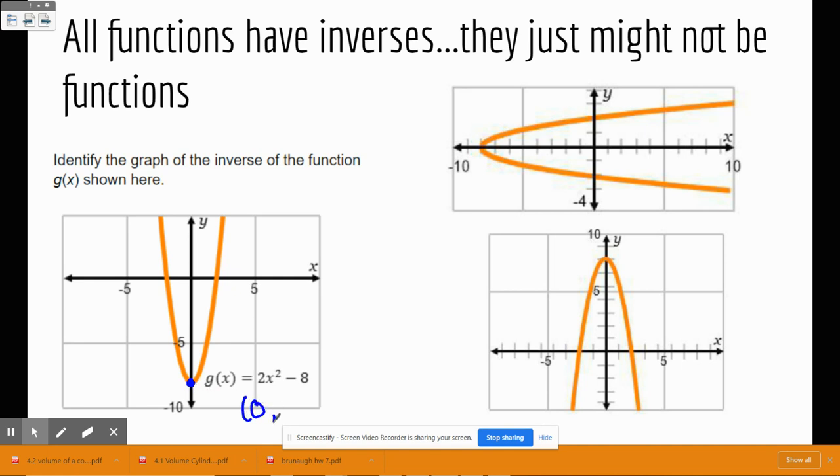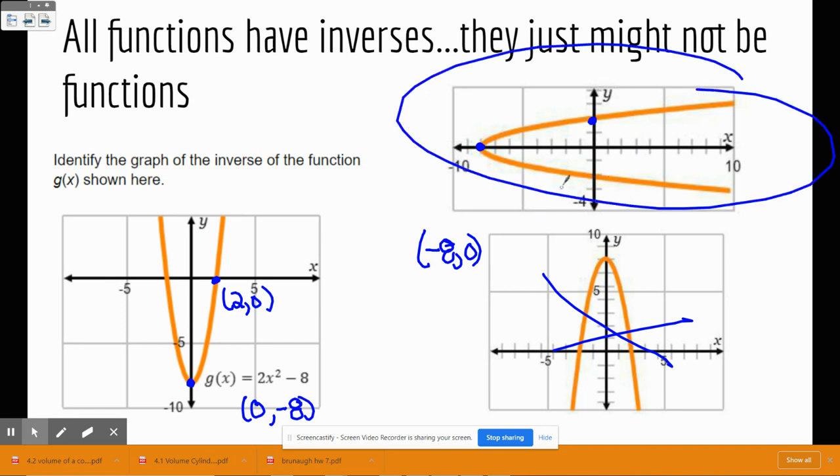This point is (0, -8). So if this is on the original, what has to be on the inverse is (-8, 0). Which one of these has (-8, 0)? Not this one, this one. Okay, you can do it again here. This looks like maybe it's about (2, 0). So (0, 2) would have to be on the graph, and it is. Okay, so this is the inverse. Is this a function? No.